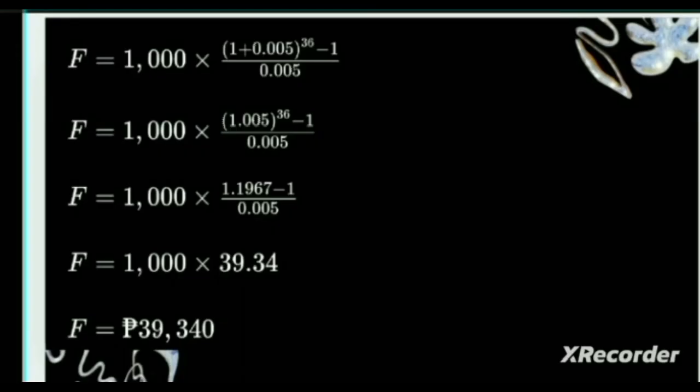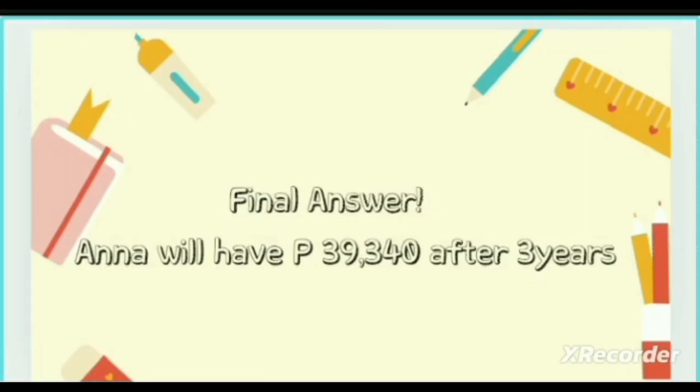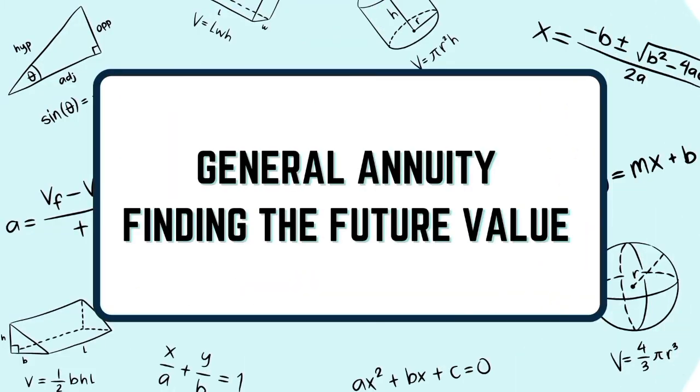This means her total deposit of 36,000 earned an extra 3,340 interest. Final answer: Anna will have 39,340 after 3 years.